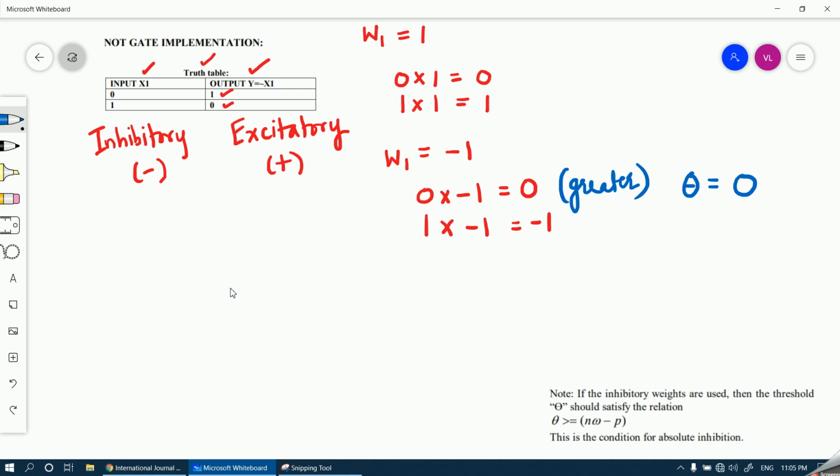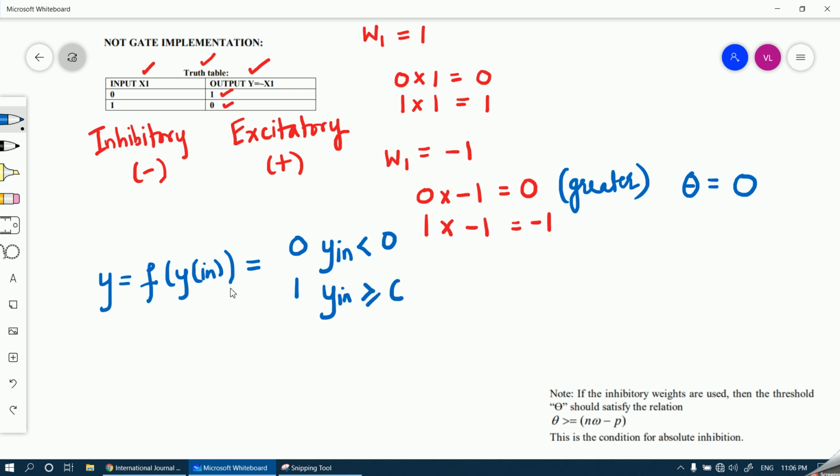So if we want to write it mathematically, y is equal to f of y_in, which is your activation function, is equal to: the neuron will not fire when y_in is less than theta, which is 0, and it will fire when y_in is greater than or equal to theta.